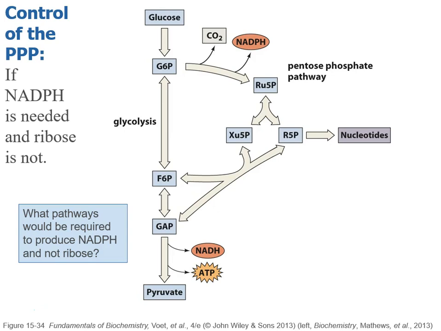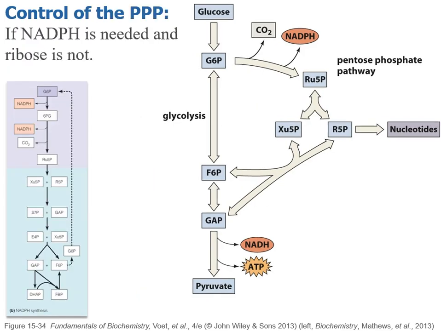It's possible that NADPH might be needed by the cell and maybe ribose is not. So you should think about what pathways would be required to produce NADPH and not ribose. And the next thing we need to think about is, if we consider stages 1, 2, and 3, what pathways should we carry out and which ones should we not carry out?